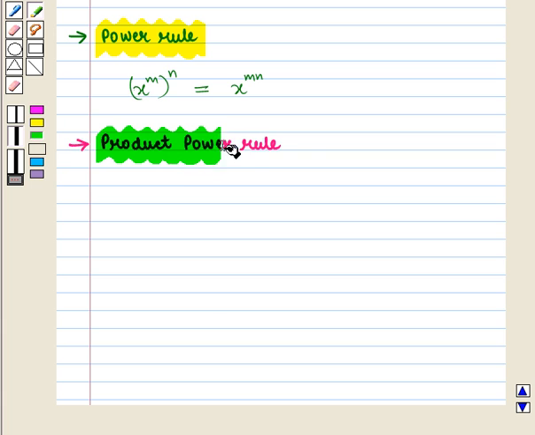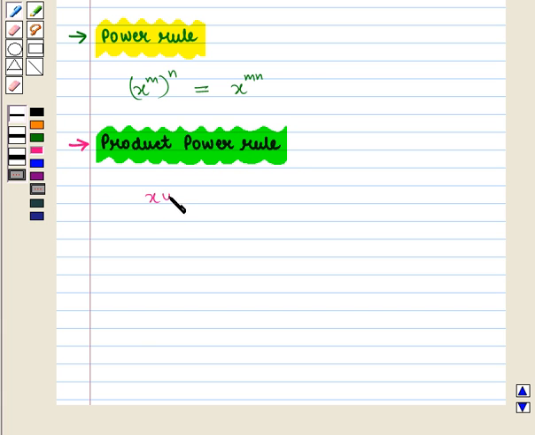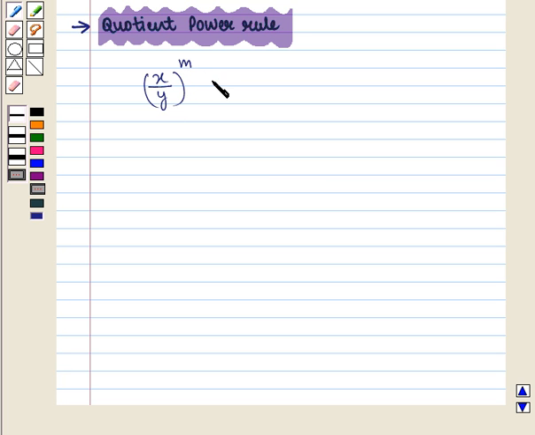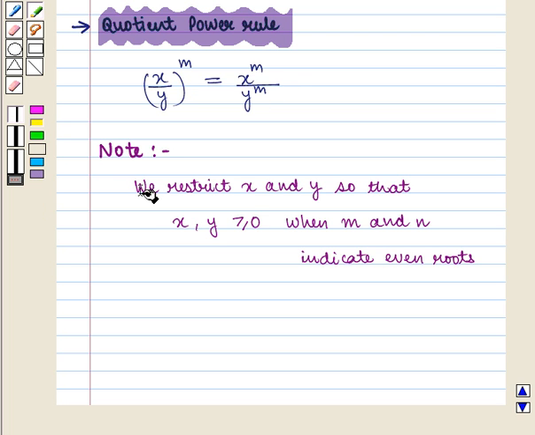Next is the product power rule, that is, xy whole raised to power m will be equal to x raised to power m into y raised to power m. Next is the quotient power rule, that is, x upon y whole raised to power m will be equal to x raised to power m upon y raised to power m. Here it should be noted that we restrict x and y so that x and y are greater than or equal to 0 when m and n indicate even roots.